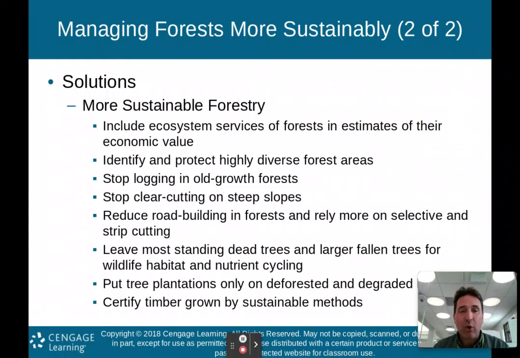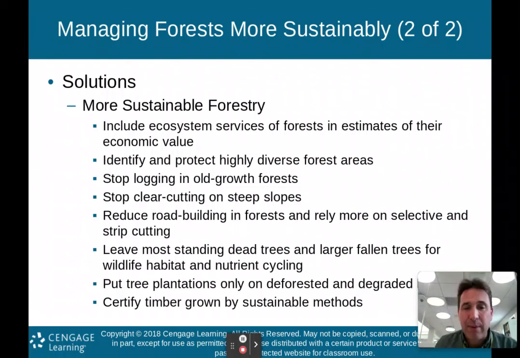We need that for not only their wildlife habitat, but for that nutrient cycling. Put tree plantations only on deforested and degraded land. So let's not waste any more. Don't create any more deforested and degraded land to make tree plantations. Find land that has already been deforested and degraded, and that's where you put your tree plantations.